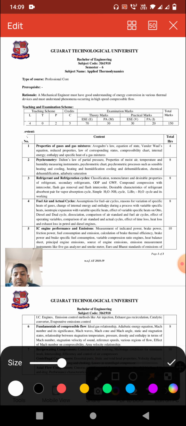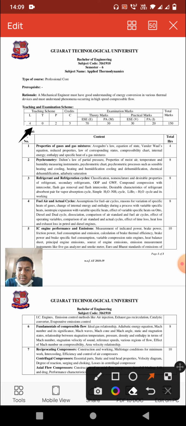You can see here in the syllabus there are 4 lectures and 2 practicals. There will be 150 marks for the total subject, in which 70 marks are for the theory paper, which will be a GTU examination, 30 marks for viva, 30 marks for the end semester mid-sem examination, and 20 marks for internal marks of your term work. Basically, we can see that there are 7 chapters in this Applied Thermodynamics subject.